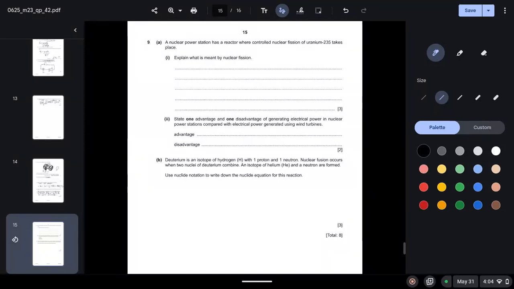Question 9. A nuclear power station has a reactor where controlled nuclear fission of uranium-235 takes place. Explain what is meant by nuclear fission. Since it is 3 marks, you have to write 3 points. So first, what is nuclear fission? Nuclear fission occurs when a larger nucleus breaks down into smaller nuclei. So when does it happen? When the nucleus is unstable.